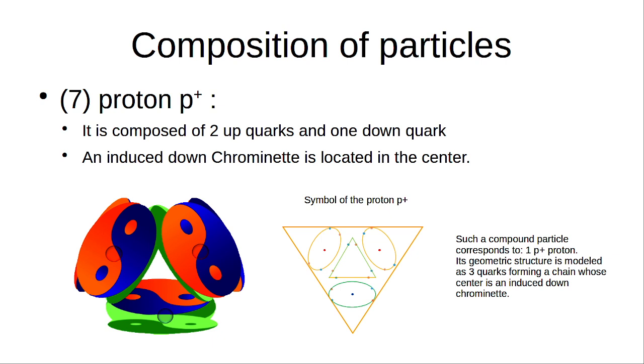7. Proton P+. It is composed of 2 up quarks and 1 down quark. An induced down chrominate is located in the center. Such a compound particle corresponds to a P plus proton. Its geometric structure is modeled as 3 quarks forming a chain whose center is an induced down chrominate. Here is a symbol of a proton.